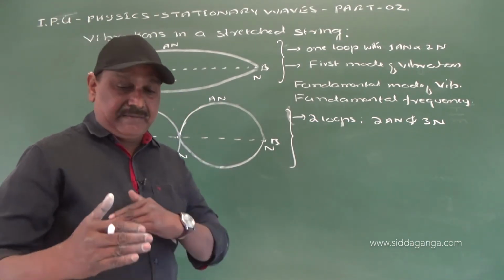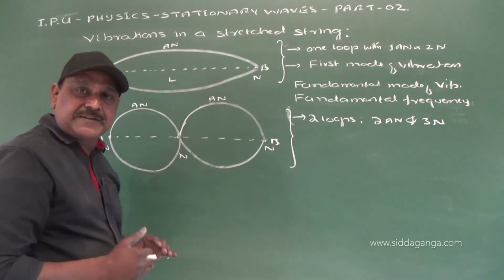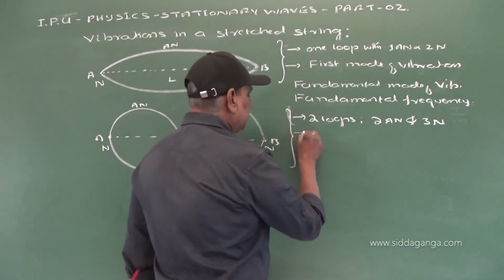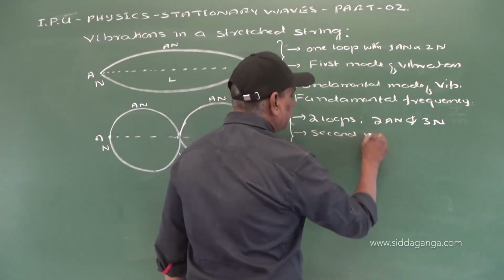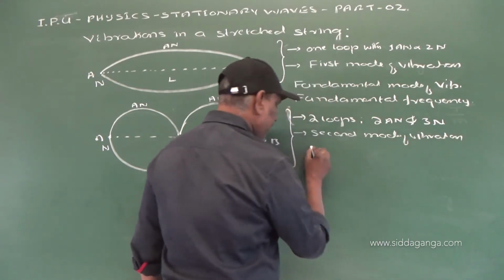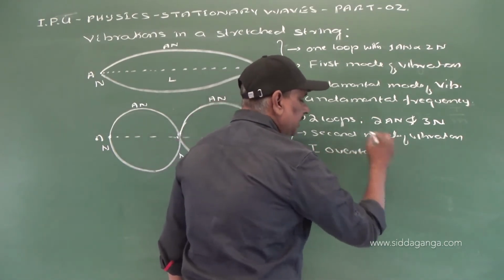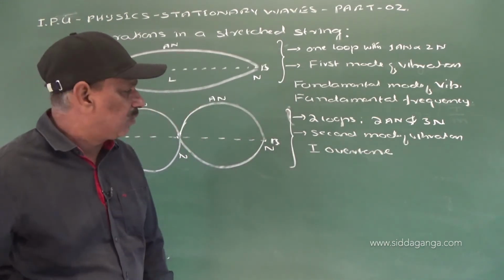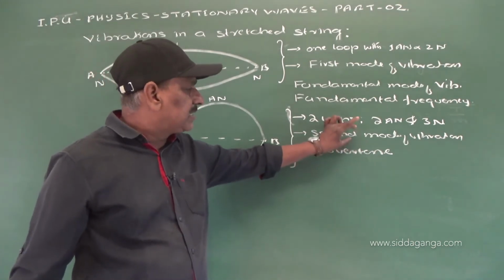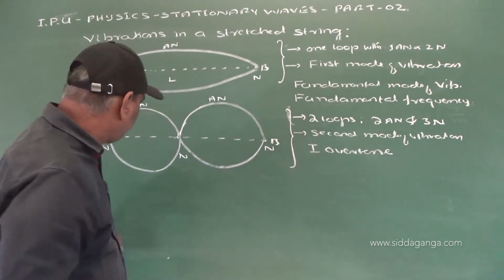But when the number of nodes and antinodes change, or the number of loops change, wavelength changes, and consequently frequency changes, and this is called second mode of vibration or first overtone. It is called first overtone, right? This frequency is called first overtone. This is called second mode of vibration, and the frequency is called first overtone.